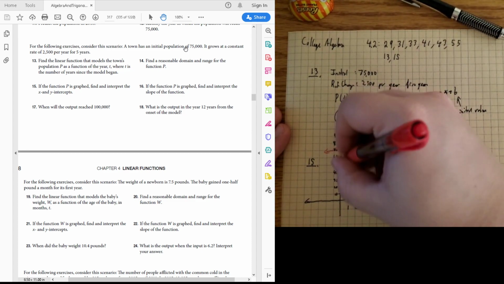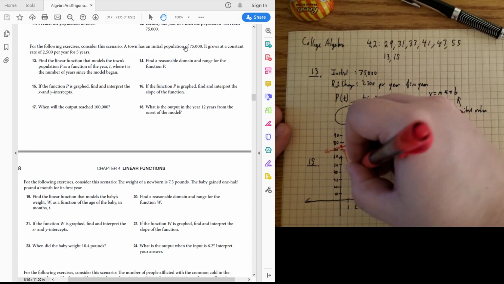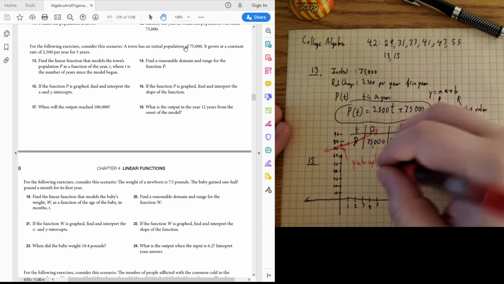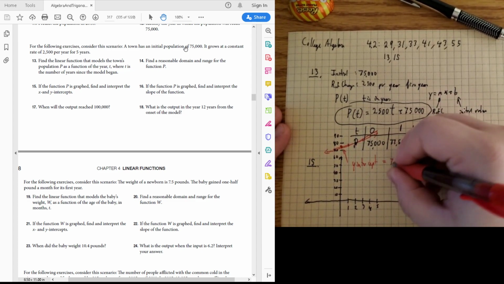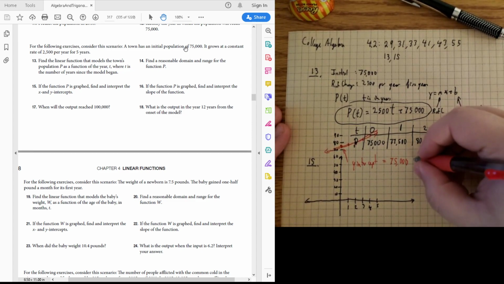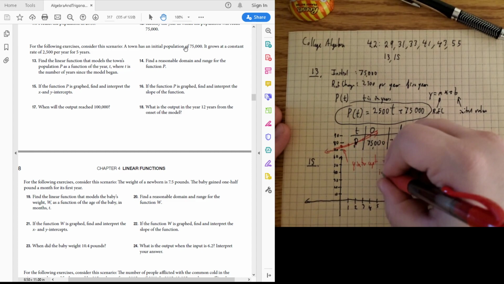Okay, I can see here we have a y-intercept. Okay, well, what is the y-intercept? Well, in this case, the y-intercept is 75,000. So the question says, find it. Well, we did. Now interpret it. This is the initial value.